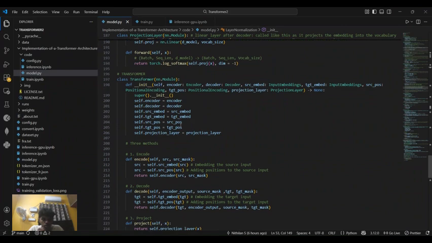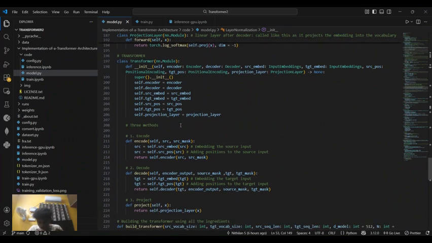Transformer. This is the final transformer which embeds all the modules which were previously spoken about. The transformer combines encoder, decoder, embeddings, and projection layers. It separates encoding, decoding, and prediction for modular design.